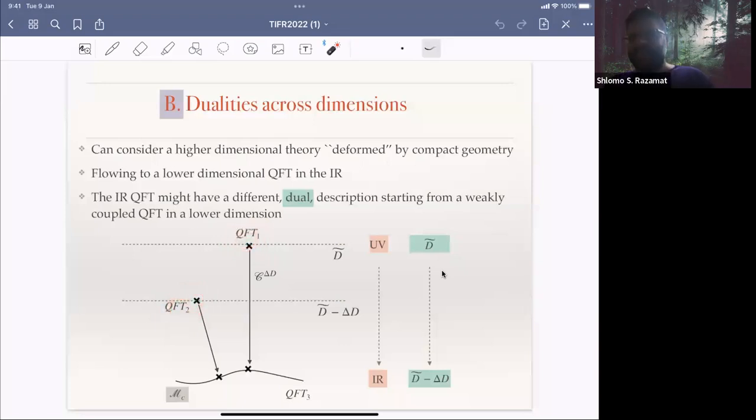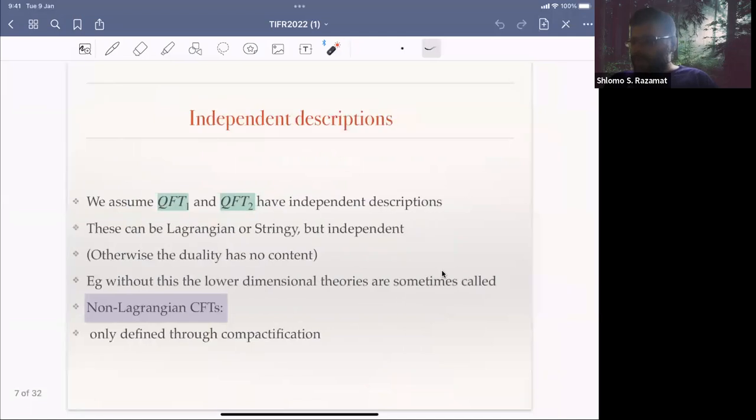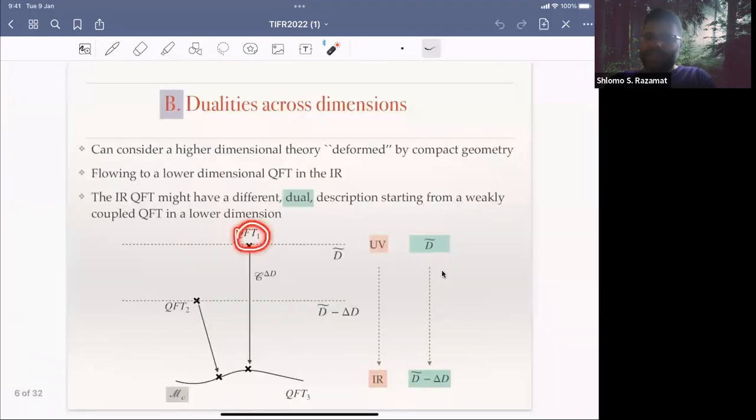Again, a duality is when you have two different descriptions that describe the same physics, in this case in the infrared. It's important for me to mention that because many times when people study compactifications of higher dimensional theories on Riemann surfaces, people are talking about non-Lagrangian CFTs. And what that means is that you can start from some theory in 6 dimensions, for example, which you poorly understand, you put it on some Riemann surface, and you predict an existence of some CFT in lower dimensions.